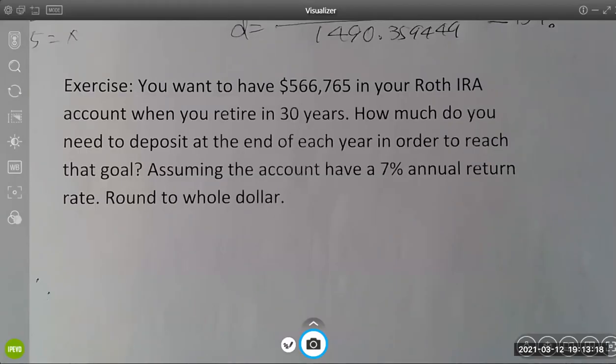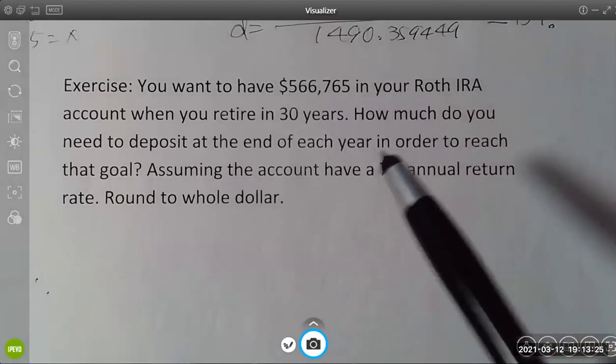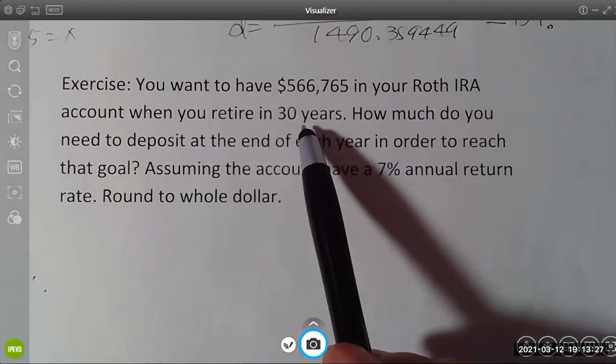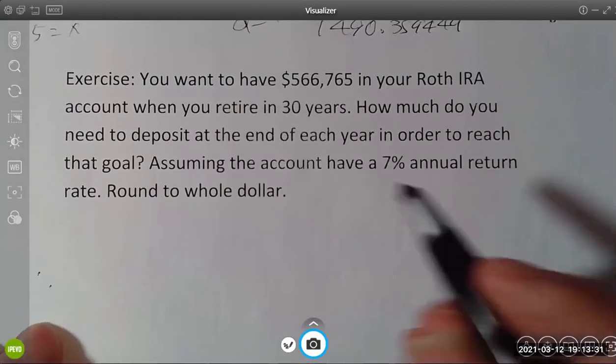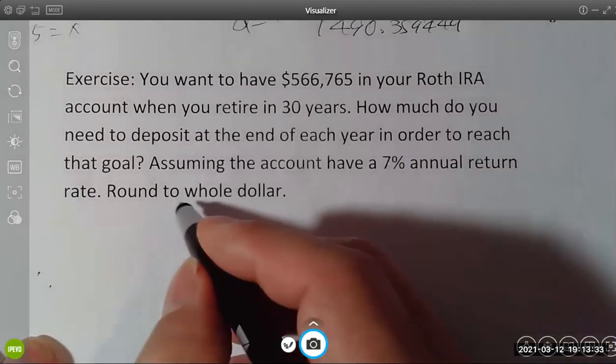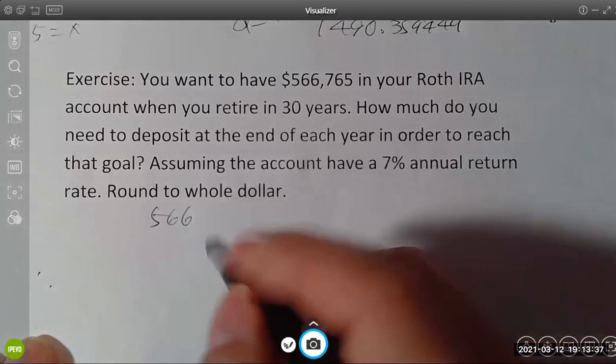So basically, we need to find the deposit amount. Still, this is your future value in 30 years, and you deposit every year, that's repeating. So that's annuity, future value of annuity. So we just plug in numbers directly this time. So you want to have 566K. Let's say how much you have to deposit each year.